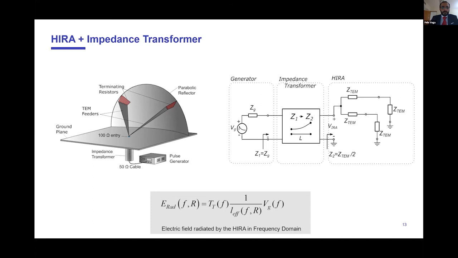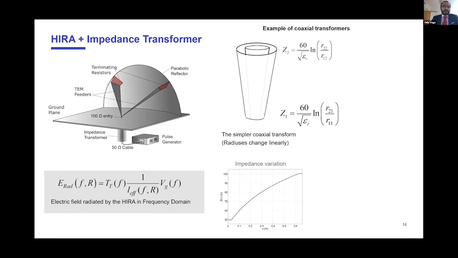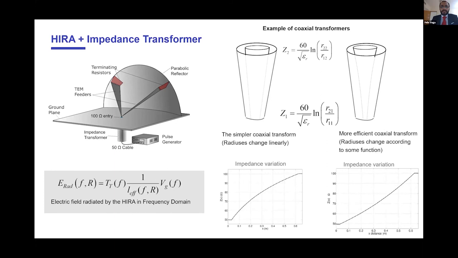These transformers generally are coaxial transformers. You have here one very simple one, two cones, one inside the other. Or you can have something fancier, like an exponential transformer. In both cases, you have impedance variation from 50 ohms to 100 ohms. Here, this is a linear variation, and in the second case, it's an exponential variation.